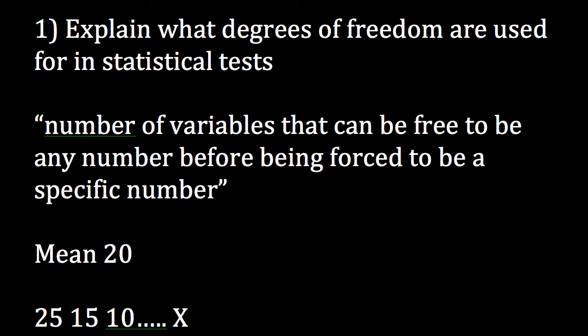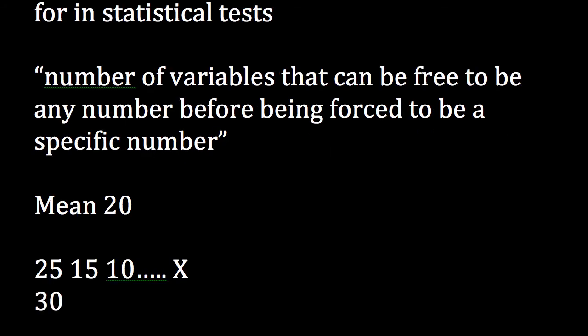So because we have the mean set and we already have 3 numbers, if you average just 25 and 15 together, that's 20. So you need 10 averaged with another number to get to 20, and it has to be averaged with 30. There's no other way you can do that. That last number was forced in this situation.